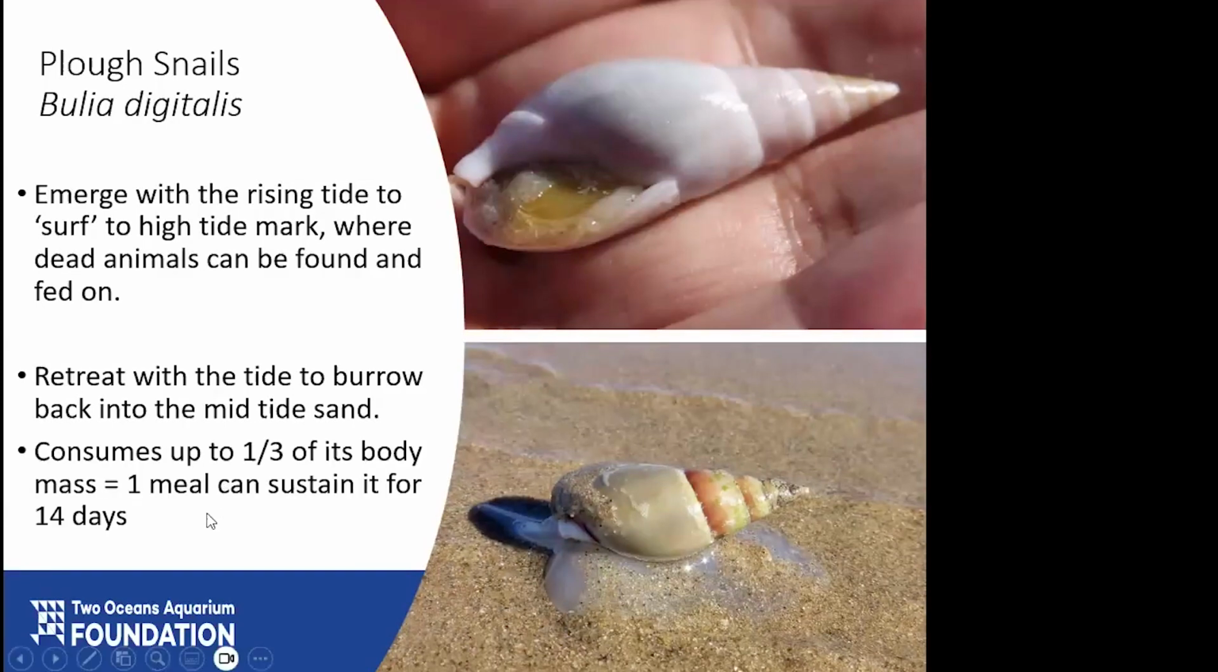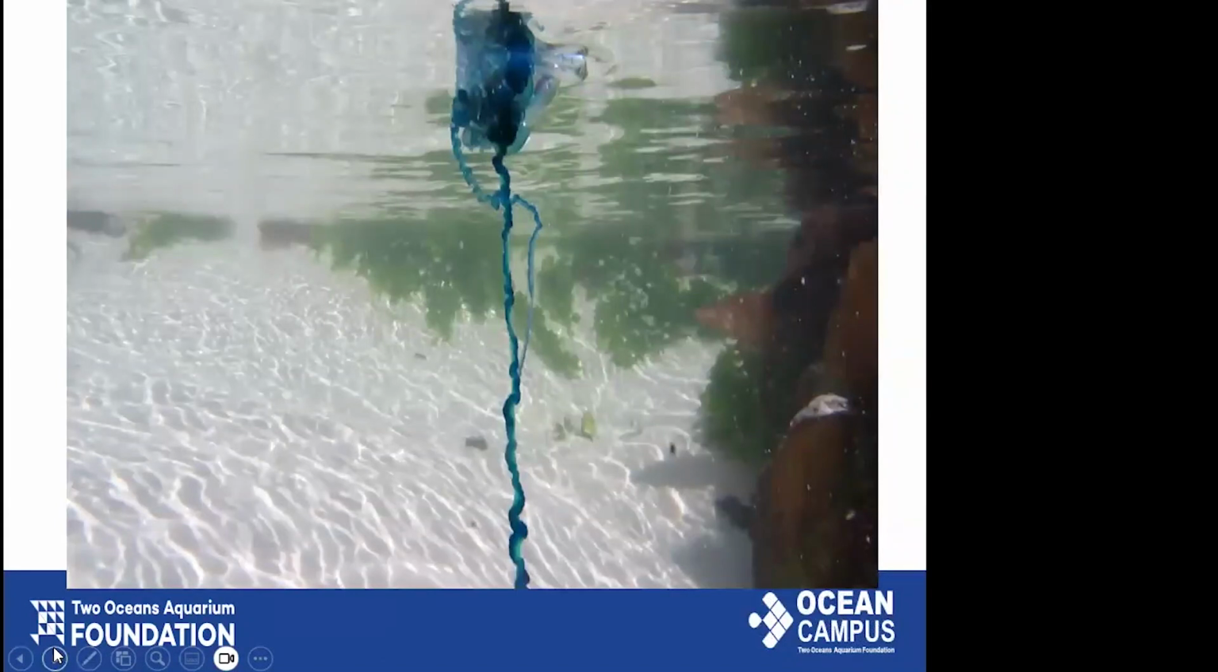As I mentioned earlier on, they're not guaranteed food. So when food is available, they use whatever they can to consume it as quickly as possible. They can consume up to a third of their body mass, and one meal can hopefully sustain them for 14 days. Because remember, they are reliant on when it is a spring high tide, and when food washes up on the beach.